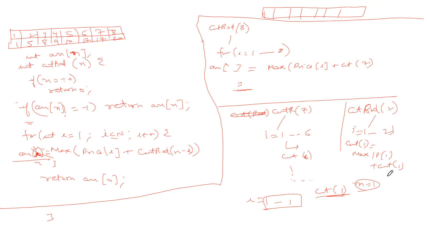Now is this the right statement to make? Cut rod of 1 again, you figured it out from the 1, so price of 1 is 1, plus 1 is 2. You will be modifying cut rod of 1 again, which is not right.